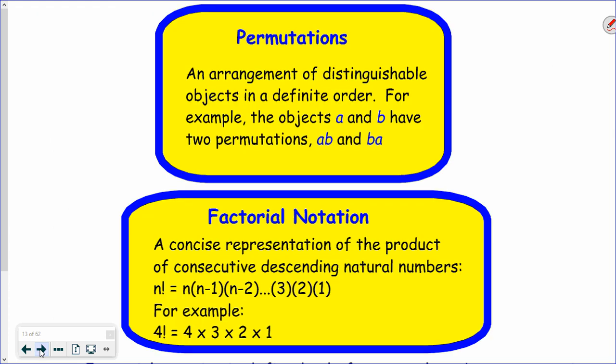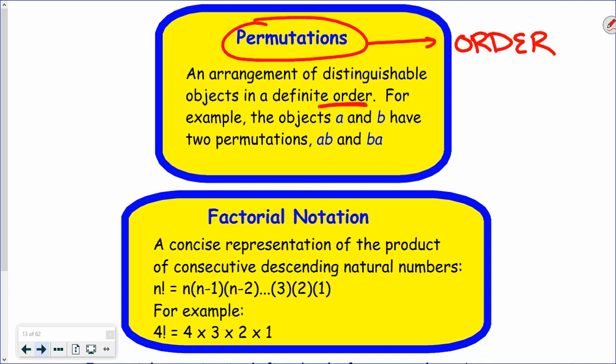So what is that? The first new word we have today is a permutation. Permutations are just arrangements of objects in a definite order. So if I have 2 objects A and B, there's 2 different permutations of them, AB and BA. Whenever you hear the word permutation, you should be thinking order matters.